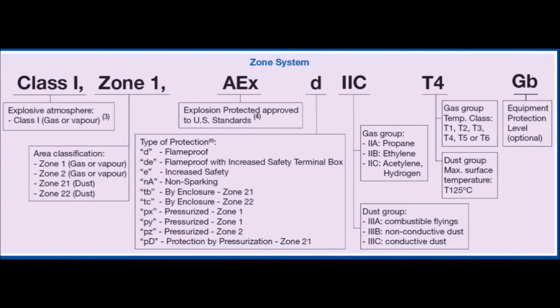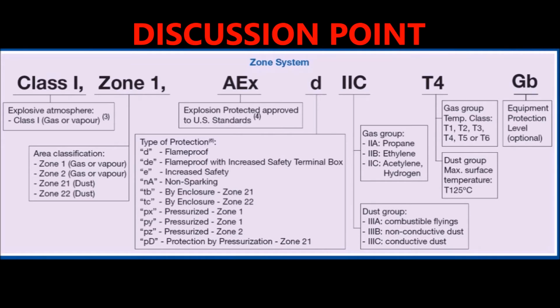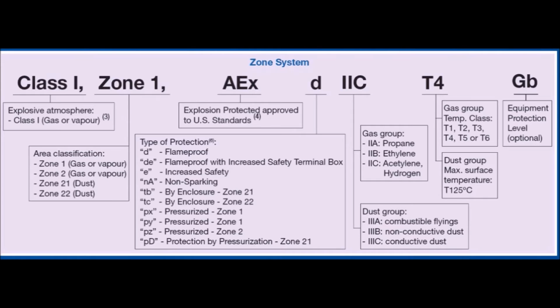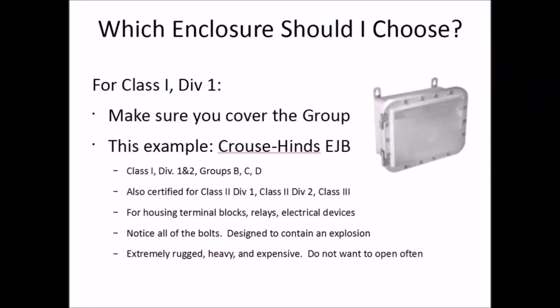The zone system marking is a combination of the US and IEC/ATEX markings. The categories shown here are the same as we have discussed earlier. Here we have an enclosure example. We have a Krauss-Heinz EJB enclosure.